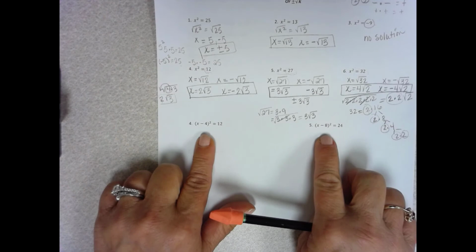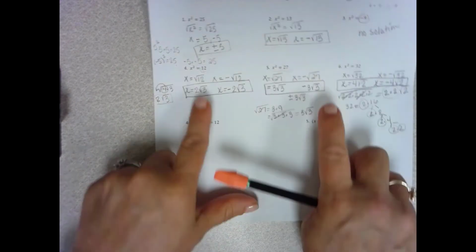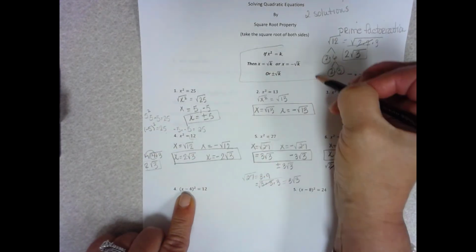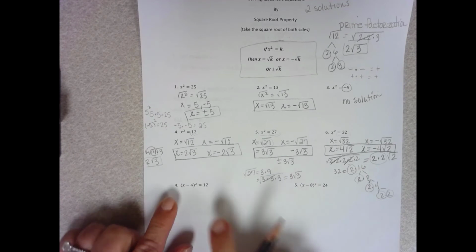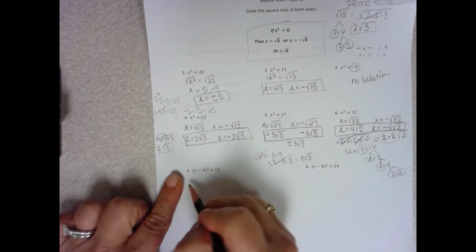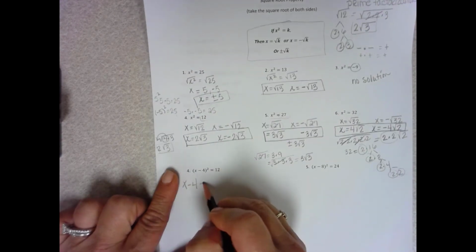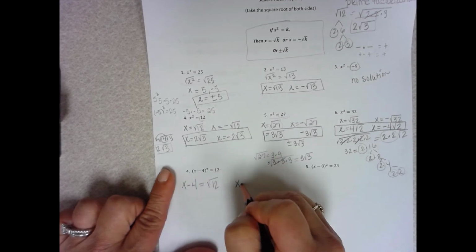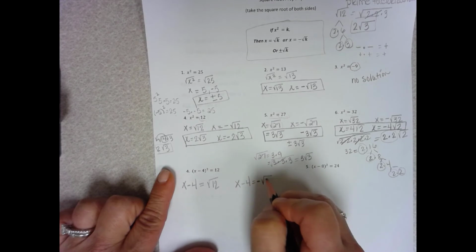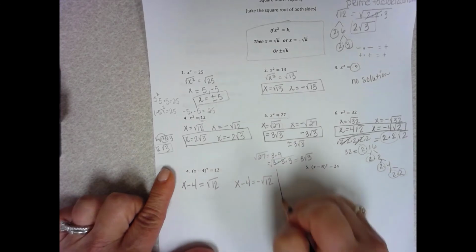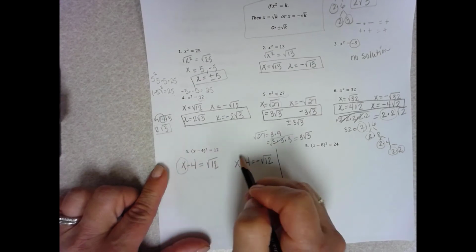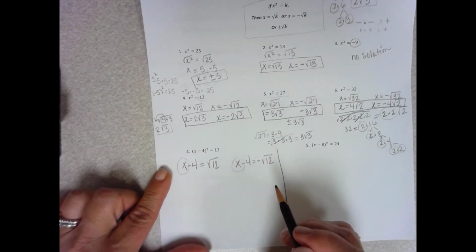Now the only difference in these and these up here, they've just got a number inside the parentheses that's also squared. Follow the same process. Don't make it hard. If everything is squared, then break it out of the squared. And x minus 4 equals the opposite of the square root of 12. Same process, except you need to keep going and have just x on one side of the equal sign.